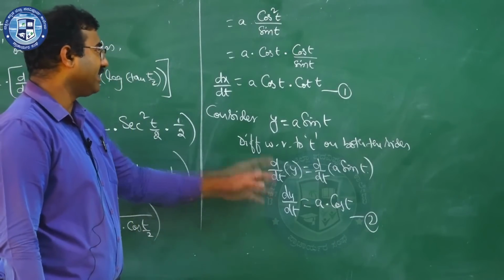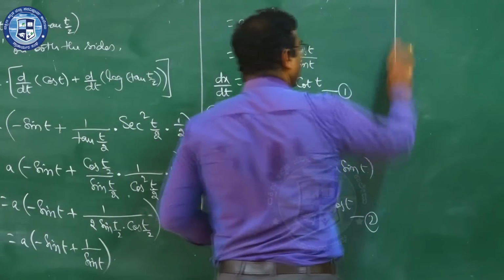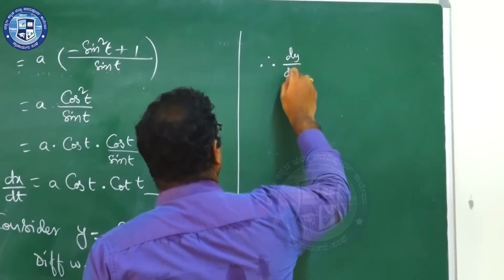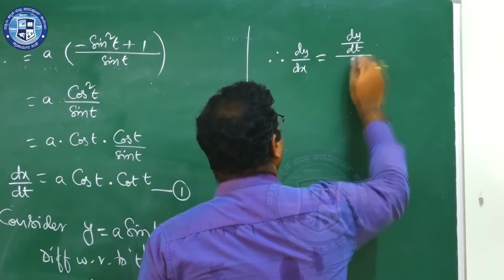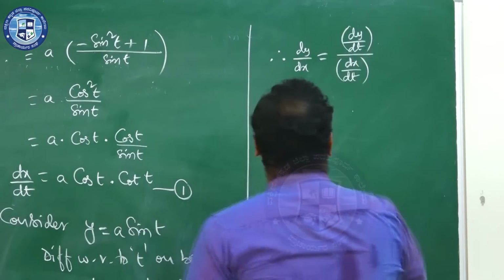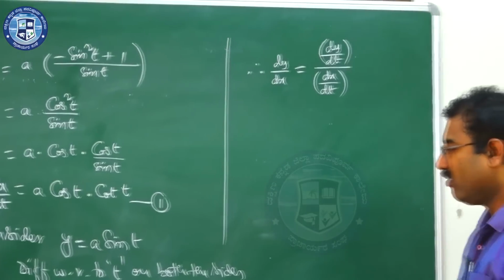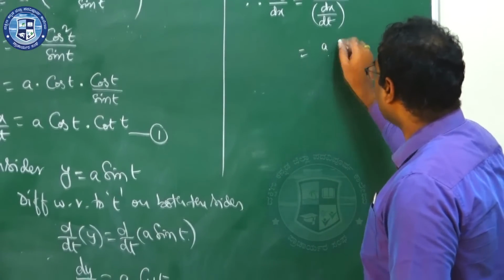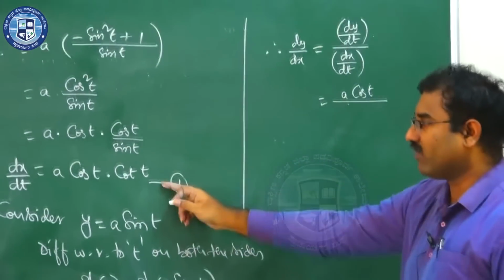Okay, dy by dt is this, dx by dt. Now we want dy by dx. So finally, therefore, dy by dx is equal to, so what happens? dy by dt divided by dx by dt. Okay, so dy by dt divided by dx by dt. So what is dy by dt? a cos t.